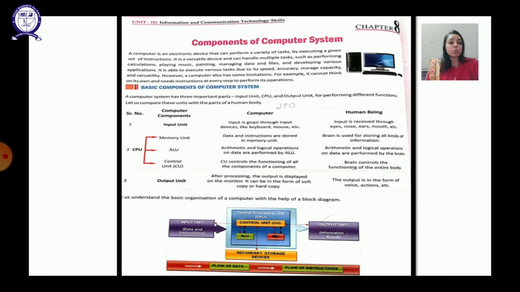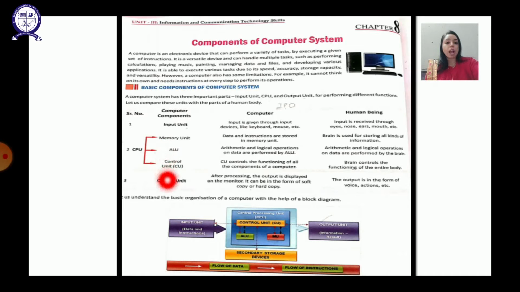The input is given through the input devices like keyboard and mouse, and in a human being the input is received through eyes, nose and ears. Similarly, a human being has a brain for processing the information, for saving the information, for doing the calculations and controlling the functions of the entire body. In computer we have the memory unit in CPU for storing the information. We have ALU, arithmetic and logic unit, to perform the mathematical and the logical operations. Then we have the control unit which controls the functioning of the components of a computer.